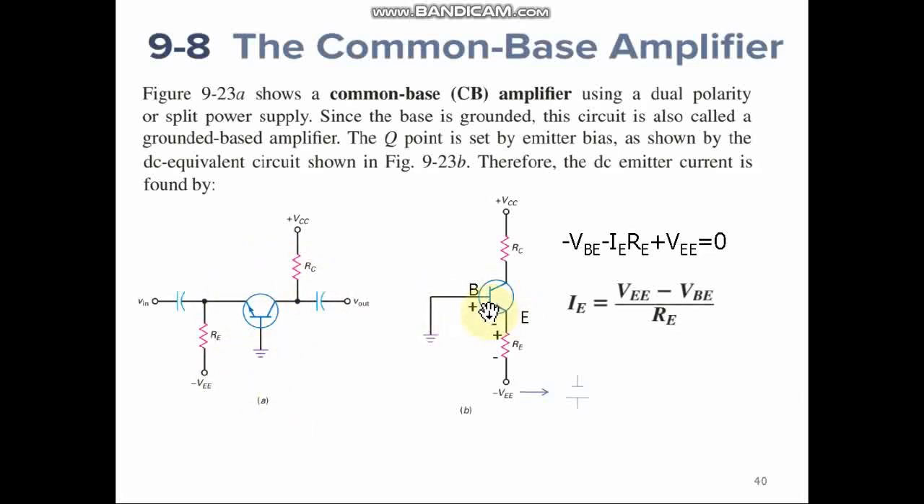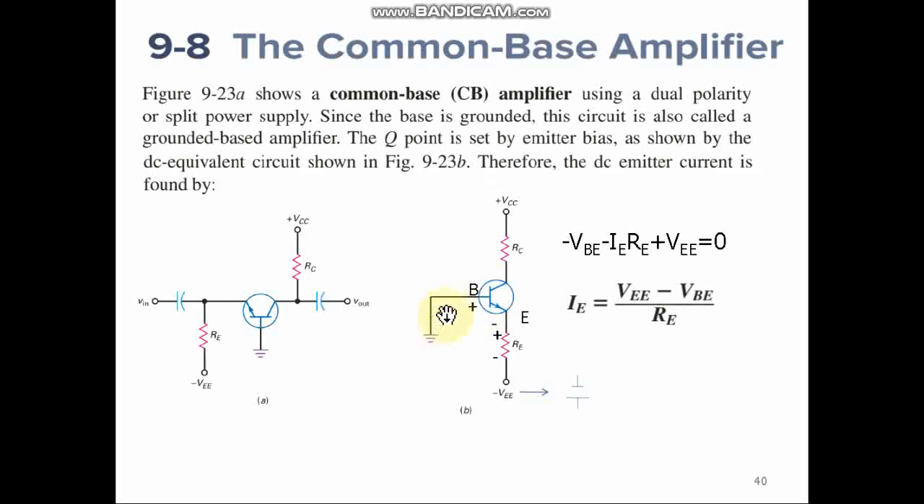We know that whenever we are showing the DC equivalent circuit, the capacitor will act as open. So the base is connected to ground, the emitter is connected to RE and minus VEE, and the collector is connected to RC and VCC. So this is the equivalent circuit.